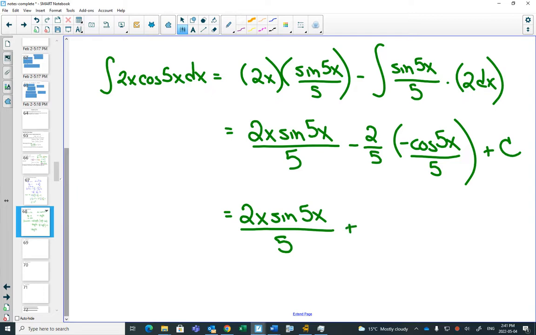Negative times a negative, that will make this positive. 2 cos 5x all over 25 plus c.